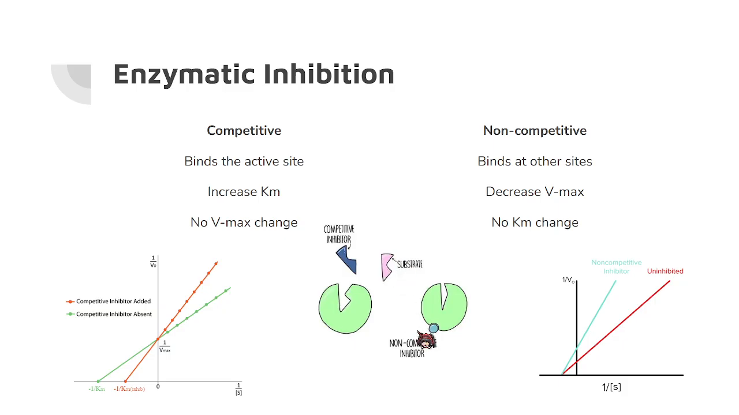And since this binding changes the conformation of the enzyme or one of its properties, we will see a decrease in Vmax. However, we won't see a Km change.